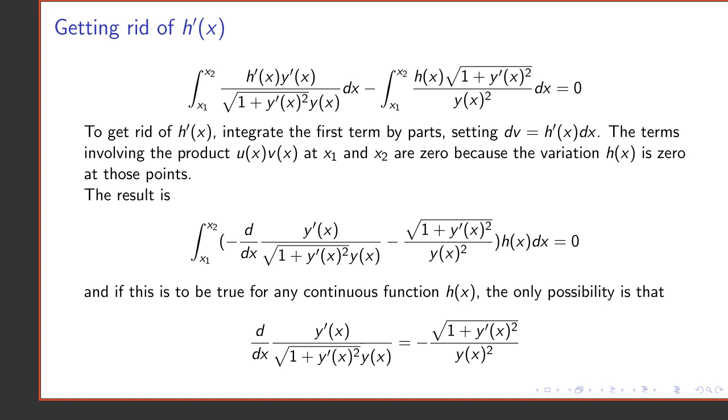For what values of h of x? For any continuous function h of x. And the only way that can happen is that the quantity multiplying h of x has to be 0. So I set this equal to 0, and what have I done? I've taken an unsolvable minimization problem and traded it in for an unsolvable differential equation problem. This is a differential equation because it involves derivatives of the function y.